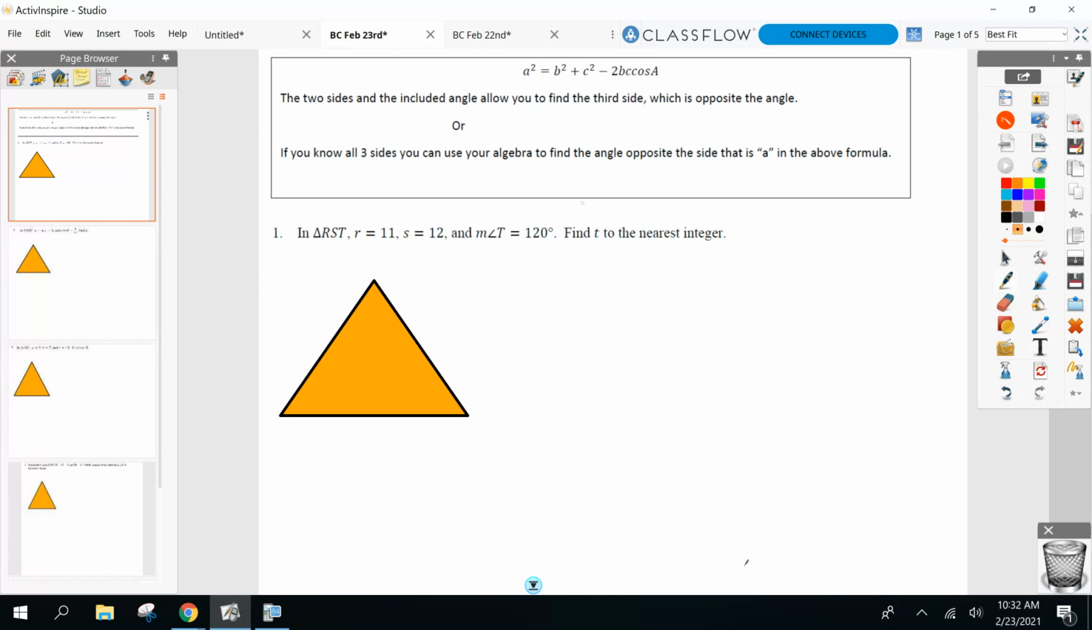So number one, let's get it set up, triangle RST. You will start seeing that I'm using my own symbolism that I showed you before break. Lowercase r is 11, meaning side r, which is across from angle r. Side S is 12, and then angle T is 120 degrees. And we are in charge of finding side T to the nearest whole number, integer.